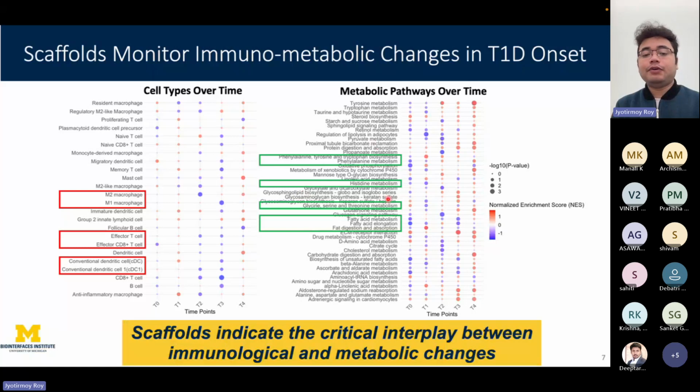So if I put it in a single line, this shows that scaffolds indicate the interplay between the immunological changes shown by the cell types over here and the metabolic changes shown by the metabolic pathway changes over here.